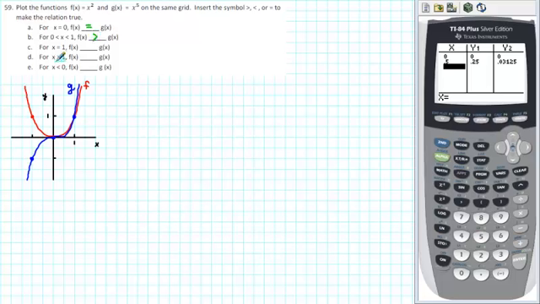In part C, we have for x equals 1, f of x is either greater than, less than, or equal to g of x. So we go ahead and enter 1 for x. We compare the two y values and we see that they're both equal to 1. When we look at the graph, we see that both the graphs of f and g share the common point of 1, 1. So f of x is equal to g of x when x is equal to 1.